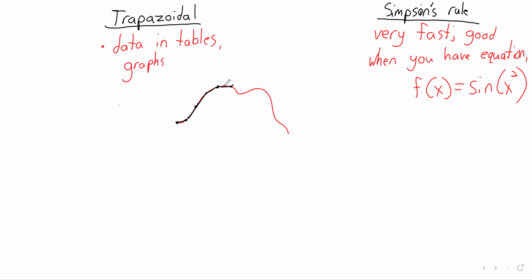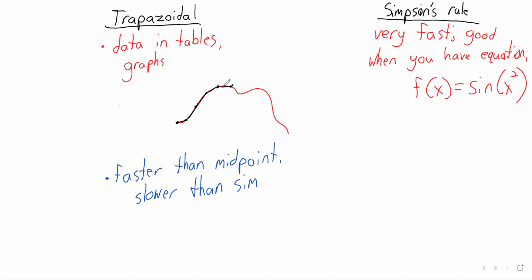The trapezoidal rule is faster than the midpoint rule, but slower than Simpson's rule.